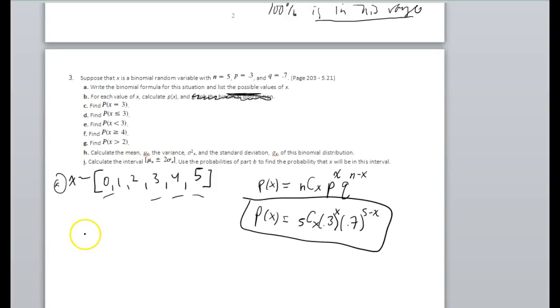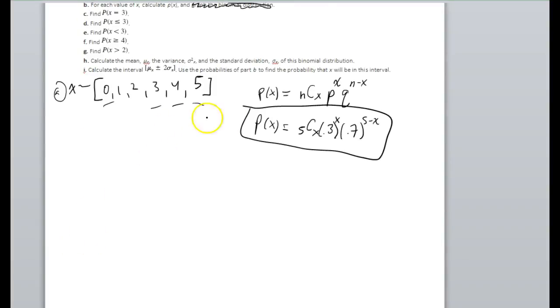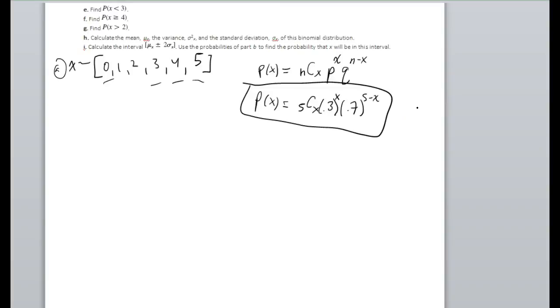So for each value of x, calculate p of x. This is going to be a fairly intensive calculation. So we're going to go through all of these. There's 6 different values, 0 to 5, and we're going to run them through this formula to get our p of x.